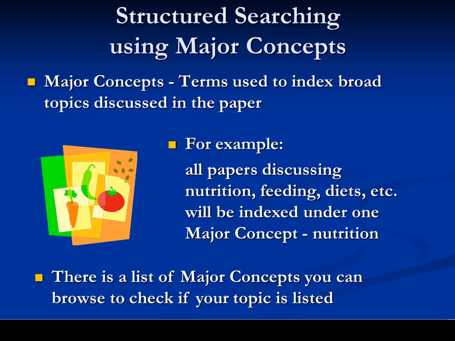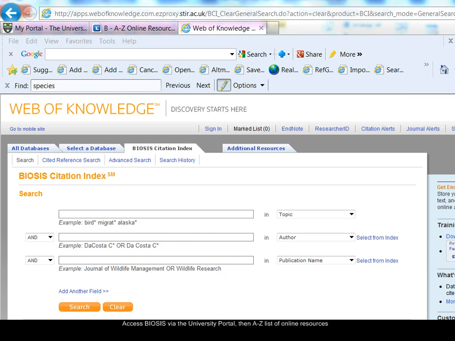For example, major concepts are terms that are used to index broad topics that are discussed in the papers. For example, all papers that discuss nutrition, feeding, diets, etc. are all indexed under one major concept term: nutrition. There's a list of major concepts that you can browse or search to check if the topic you're interested in is listed. I've logged on to BIOSIS Citation Index via the portal and the A to Z list of online resources.